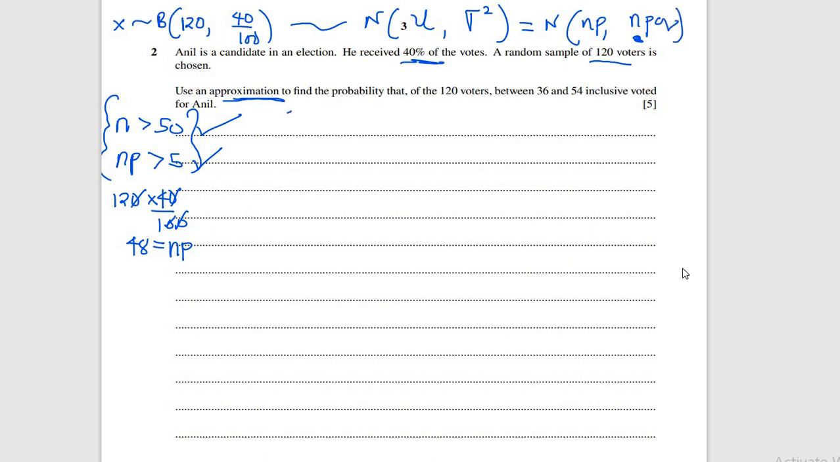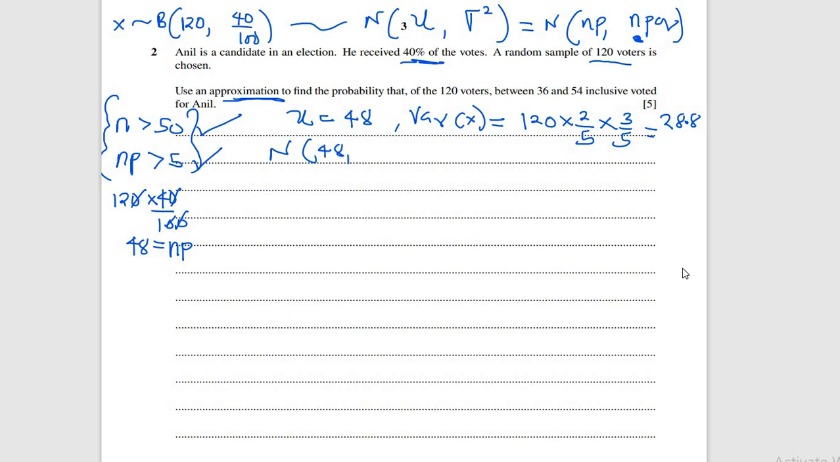Now, we have our mean, should be 48. Our variance is npq. 120 times 40% is 2 over 5. q is 1 minus 2 over 5, that's 3 over 5. When you multiply, npq gives us 28.8. So now the normal distribution parameters are complete.